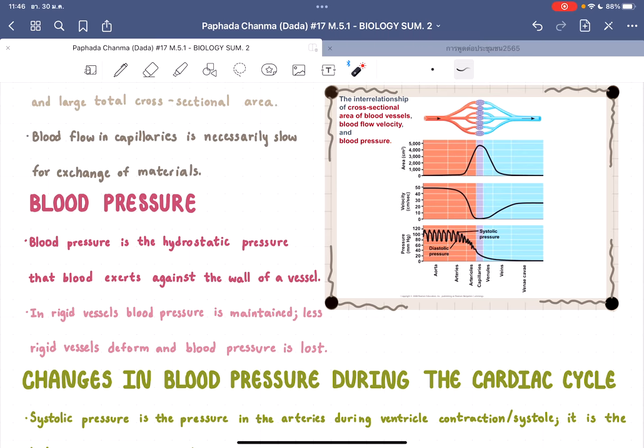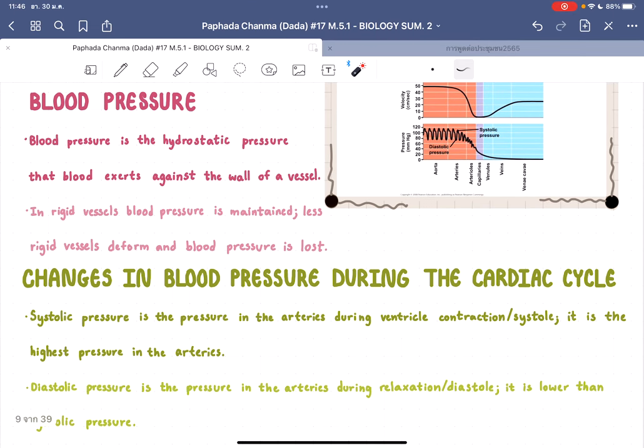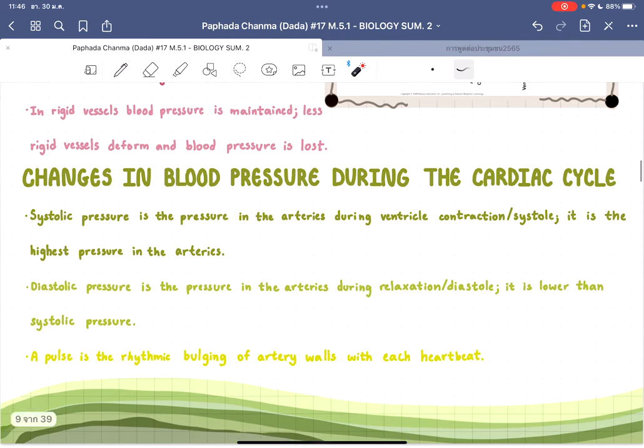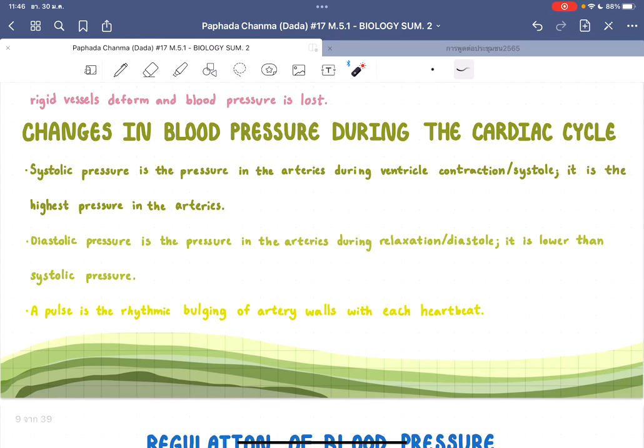Blood pressure. Blood pressure is the hydrostatic pressure that blood exerts against the wall of a vessel. In rigid vessels, blood pressure is maintained. Less rigid vessels deform and blood pressure is lost. Changes in blood pressure during the cardiac cycle: systolic pressure is the pressure in the arteries during ventricular contraction, or systole. It is the highest pressure in the arteries. Diastolic pressure is the pressure in the arteries during relaxation, or diastole. It is lower than systolic pressure. A pulse is the rhythmic bulging of artery walls with each heartbeat.